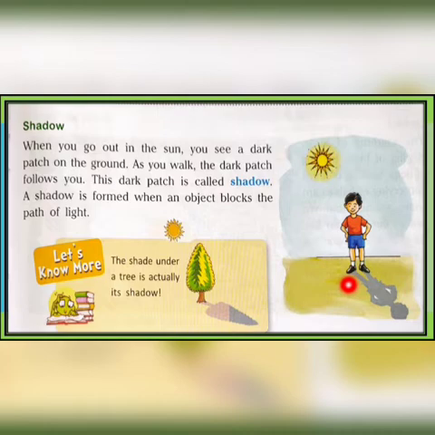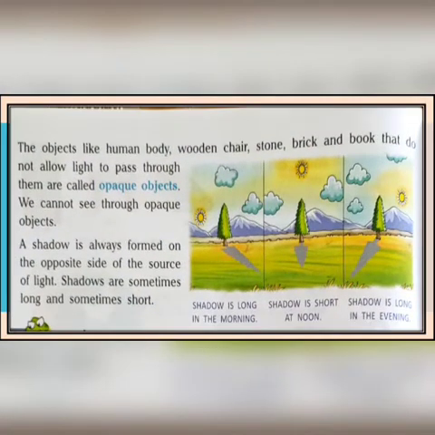Why can we say it? Because his body is blocking the path of the sun rays. That's why we can see the shadow here, right? In this picture also, the shade of this tree is also its shadow only.